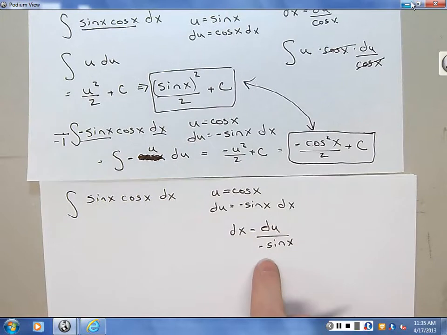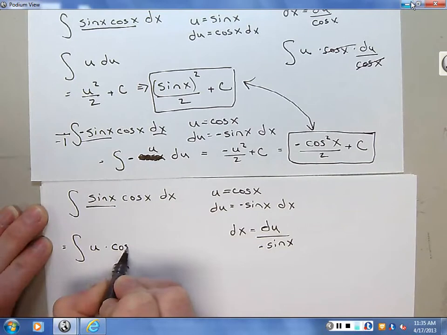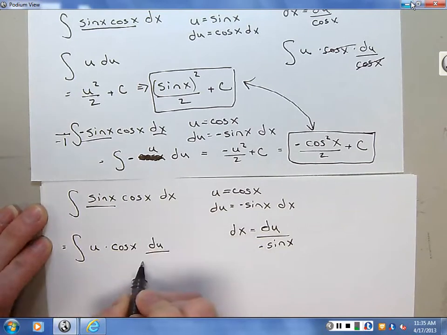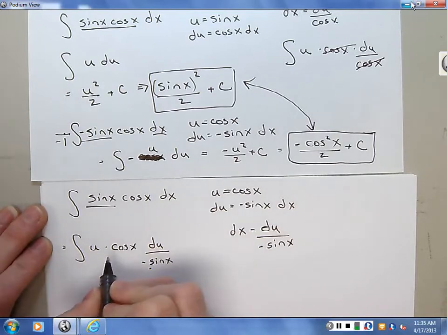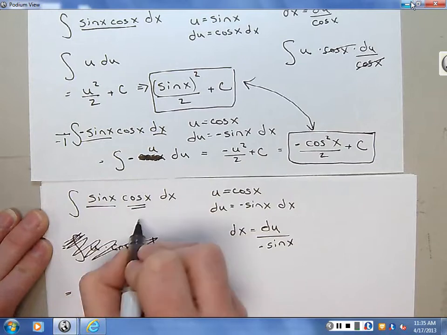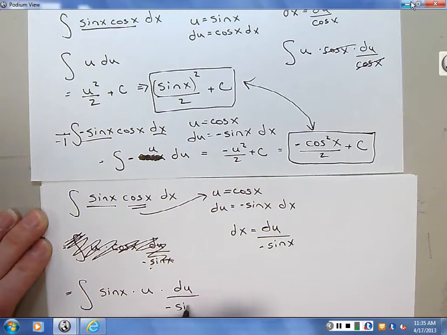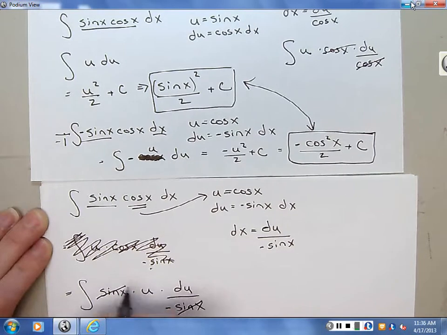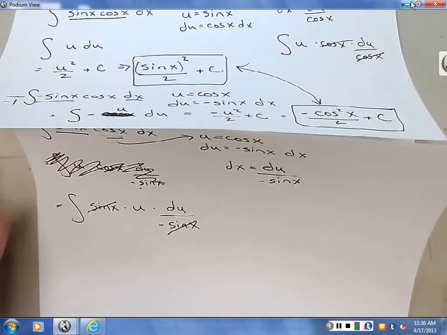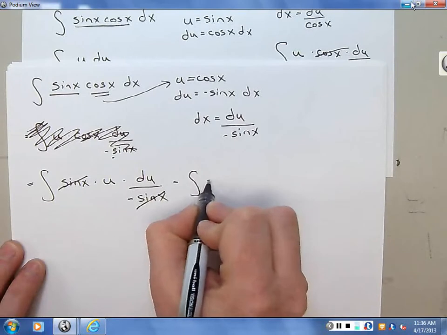So, if I want this to be u, then I have the integral of u times cosine of x, then dx is du over minus sine of x. Oh, sorry, I switched that. I want cosine to be u, right? So if I integrate this, I have sine of x times u times du over minus sine of x. So the sine of x cancels with the sine of x. You're left with the integral of minus u du.